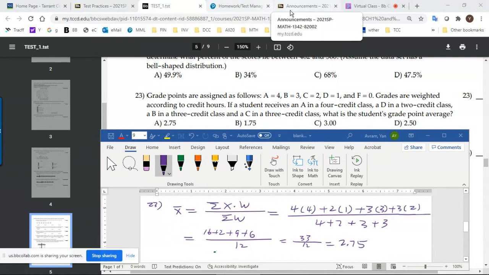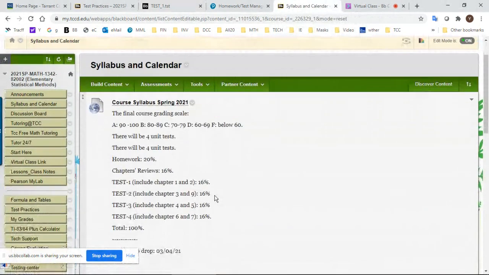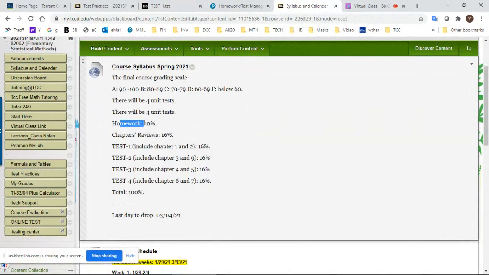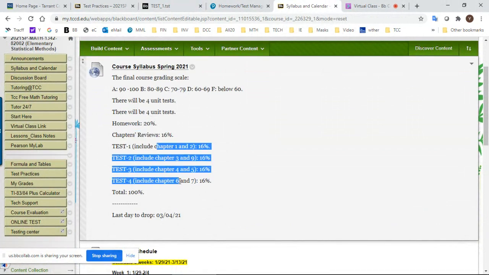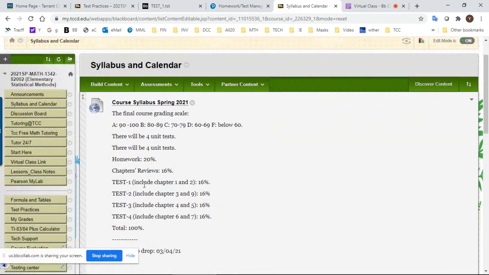It's very similar to how you calculate the end of the course grade. Because look at this one right here. How do you calculate your own course grade? We have a syllabus right here. Look at it. Homework is 20%. Chapter review is 60%. Each test is 16%, right? So how do you calculate your own course grade?